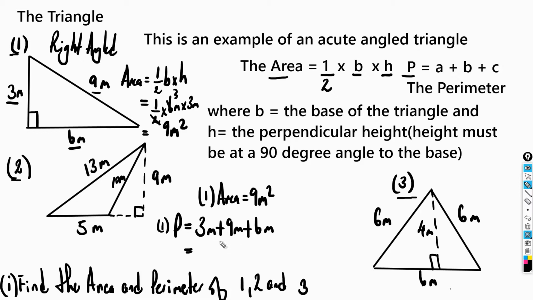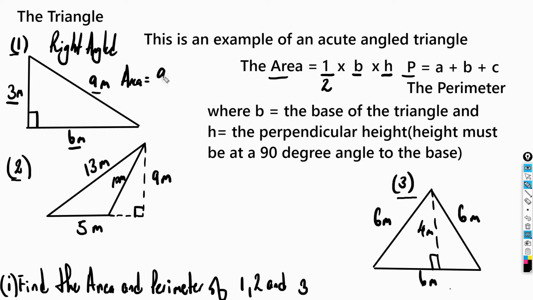3 plus 9 gives us 12, plus 6, which would give us 18 meters. Okay, so that's the answer for number 1. All right, guys. So let's just clear this and write this up there. Okay, so the area is 9 meters squared, and the perimeter is equal to 18 meters. Notice that the area is in meters squared and the perimeter is still in meters, not meters squared.